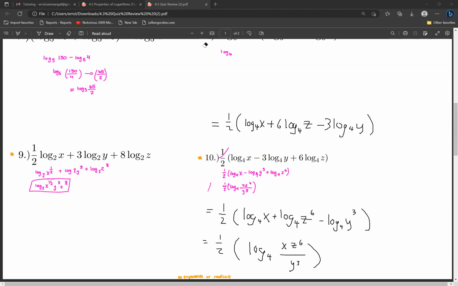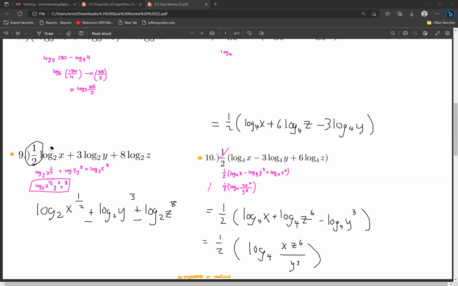Okay, let's break down number 9 quickly. Let's rewrite the first one: log 2x to the half. Did we do this one already? Log 2x to the half, right? We move this half to right there. We're going to move this 3 right there, plus log 2y3, plus, and now we're going to move this 8 to right there, plus log 2z8. Okay, so plus sign, so we know it's multiplication.